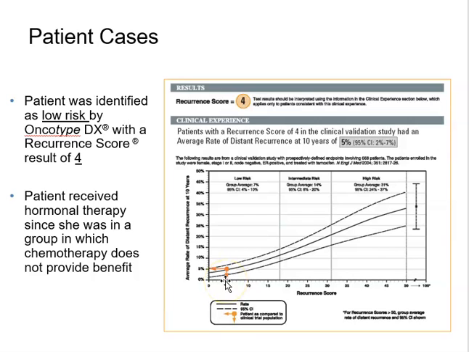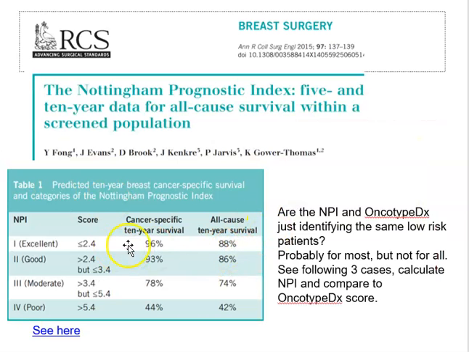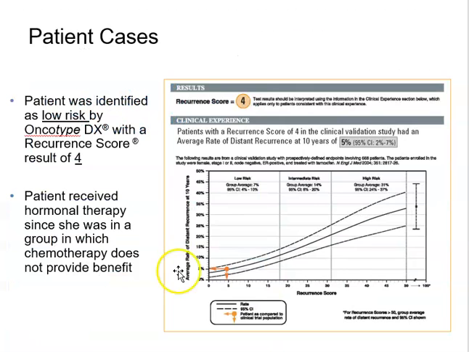So far so good, because by my calculations 1.5 times 0.2 is not very much. Add that on to grade 2, you get something that is less than 2.4. So this person should come out with a Nottingham Prognostic Index of less than 2.4, and they should have a very good survival. So the Oncotype DX test has done exactly the same prediction as the Nottingham Prognostic Index.